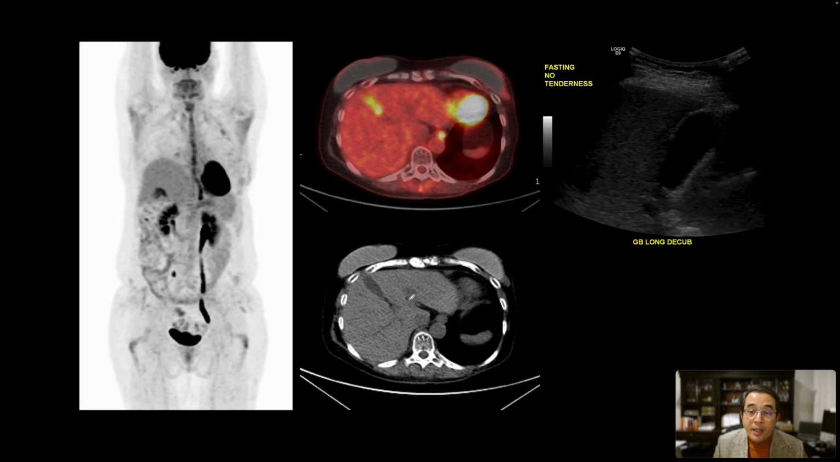Here is another incidental finding. This patient had a FDG PET CT, and we see this uptake in the gallbladder. On this fused PET CT image, we find activity in the gallbladder. And so the gallbladder on the ultrasound is perfectly normal. And so this is physiologic excretion of FDG from the liver into the gallbladder, which can happen and be seen like this rarely.